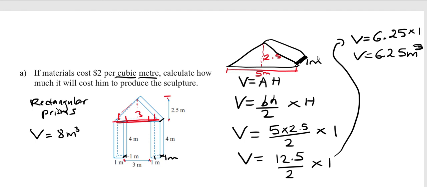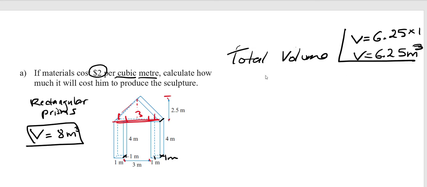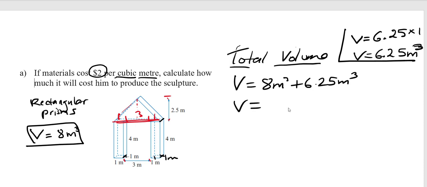So now that I have found the volume of the triangular prism and the volume of the 2 rectangular prisms, I just got to add them together. So I'll just write it here. So total volume, or you can write volume of sculpture, would be the volume of the rectangular prism plus the volume of the triangular prism. So I'll have volume will be equal to 8 meters cubed plus 6.25 meters cubed. So volume will be equal to, 8 plus 6 is 14, and then the 0.25 just stays there, meters cubed. So that is the volume of the whole sculpture.